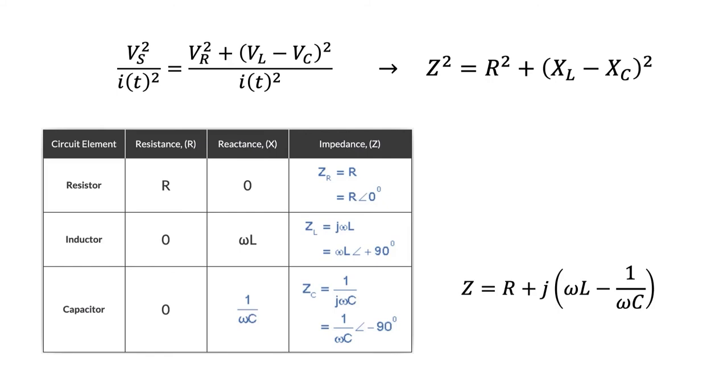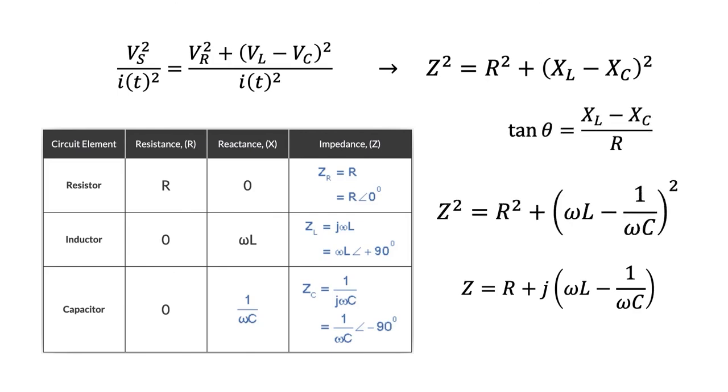The small letter j is the imaginary number equal to the square root of -1. ωL is called the inductive reactance, while 1 over ωC is called the capacitive reactance. The resistance is also in phase with the current. The inductive reactance is out of phase and leads the current by 90 degrees. The capacitive reactance is out of phase and lags the current by 90 degrees. Based on what we know about complex numbers, the phasor representing the total impedance can then be written as shown.